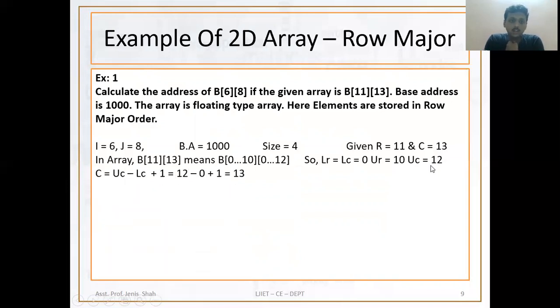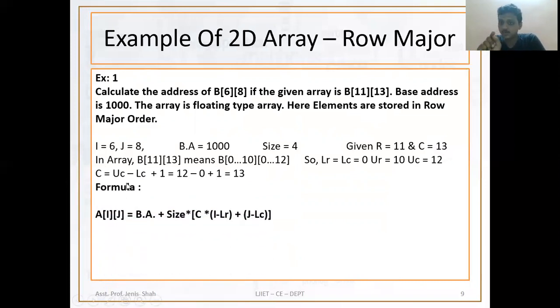Okay, good. Now moving to the next topic. Next thing is we need to find C: UC minus LC plus 1. UC is 12 minus 0 plus 1, 13. Sir, we already know that 13 is the total number of columns, then why are you finding it with the formula? Because people should be aware of this. So C is equal to UC minus LC plus 1, 12 minus 0 plus 1, that becomes 13.